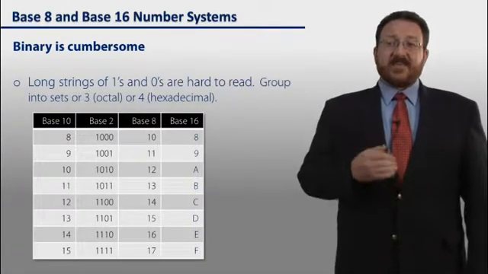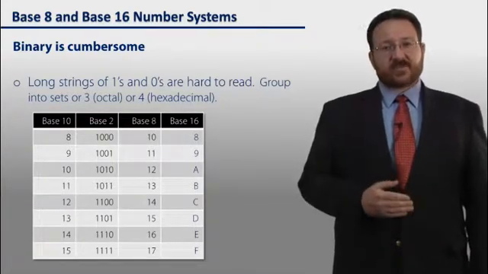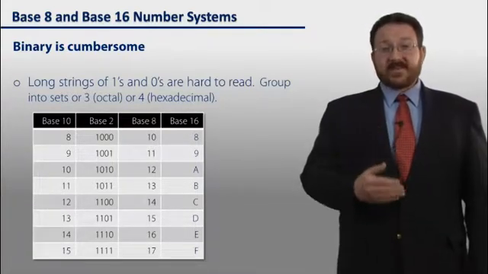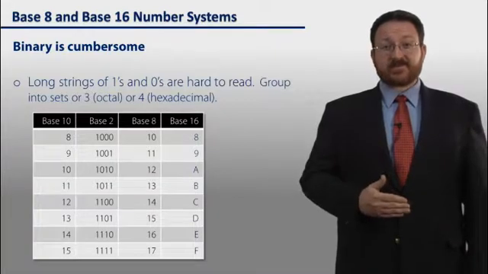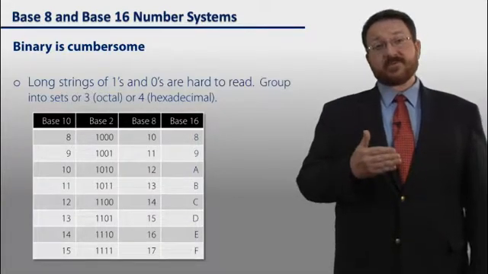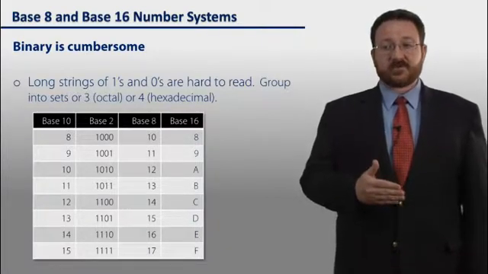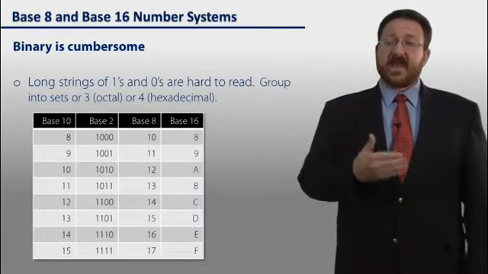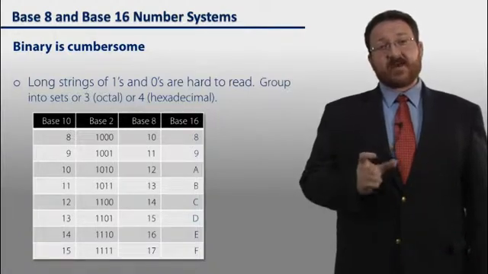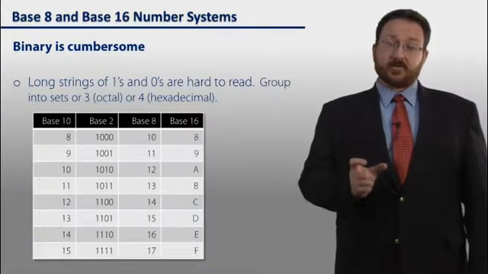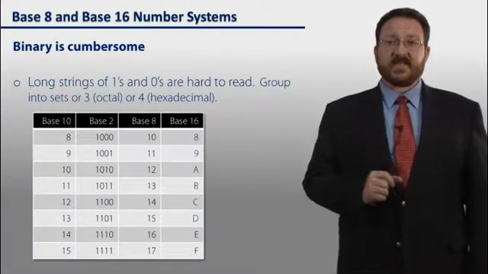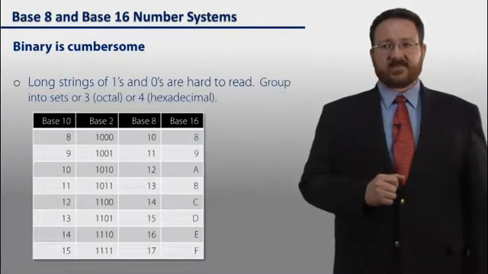Okay? In base 16, what we see is the numbers 0 through 9 are exactly the same, but we need more one-digit numbers beyond 9. And so we use A, B, C, D, E, and F to represent the quantities 10, 11, 12, 13, 14, and 15. And using these groupings, then, we can take any binary number, look up those groupings of 3 or 4 in these tables, and convert them to octal or hexadecimal.